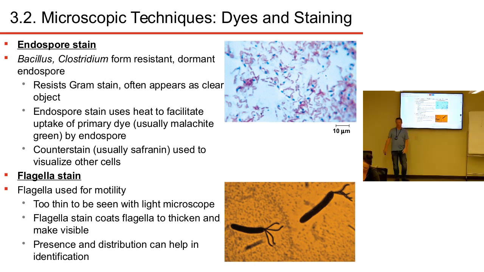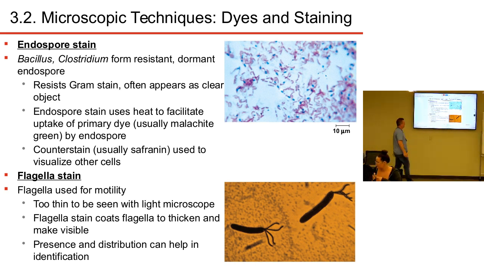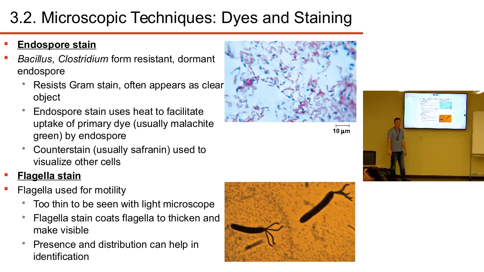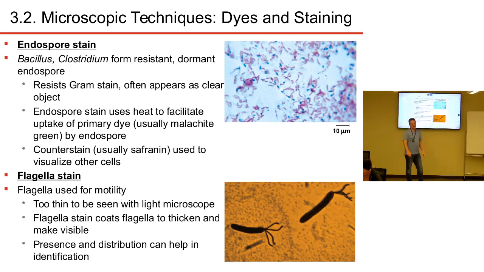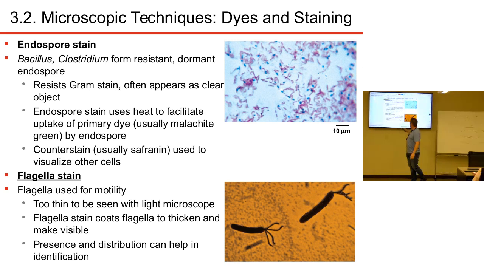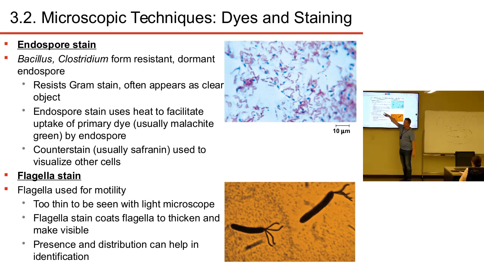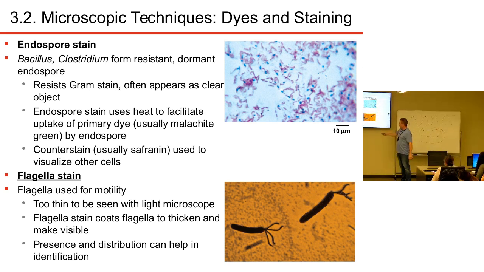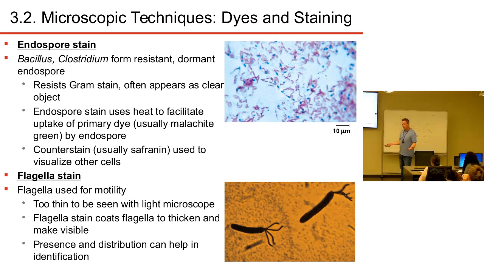They're going to resist the gram stain because it's such a nice hard shell that the stains we use won't work very well. So what we have to do is heat them up and force the stain to go inside. In this case, we're going to be using something called malachite green. It's just another stain that's out there, and it's going to force itself inside the endospore. And then we can counter stain it, and then we can see the spores.